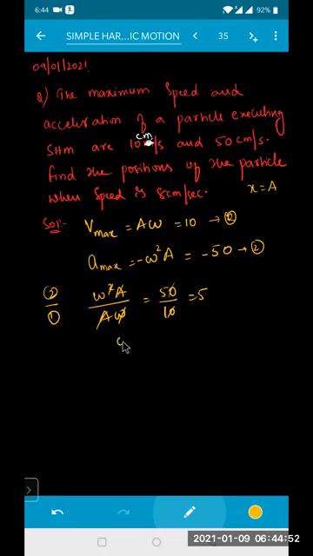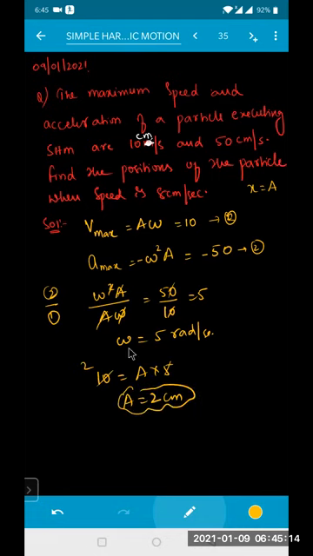The omega value will be equal to how much, beta? 5 radians per second. So if omega is equal to 5, can I get the value of A? V max is 10, that is equal to A into omega, and omega is 5. 5 twos are 10. That means the amplitude will be equal to 2 centimeters. So I got the value of omega and the value of A.